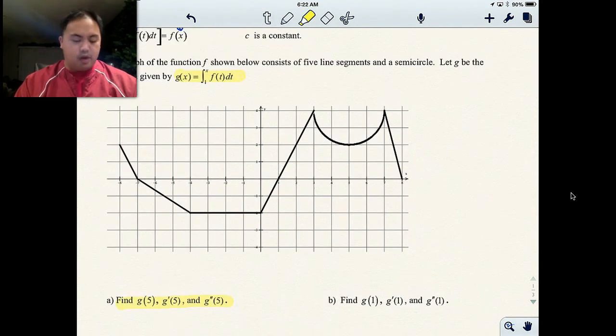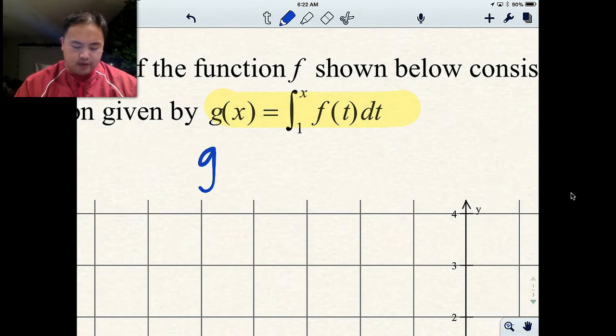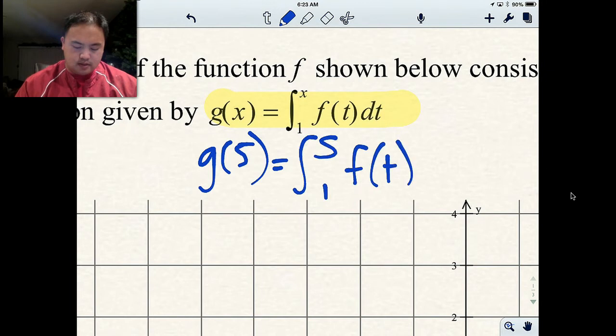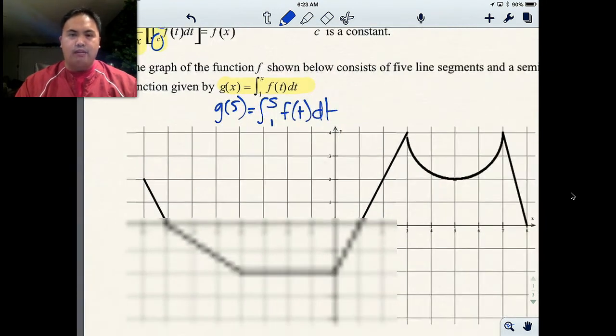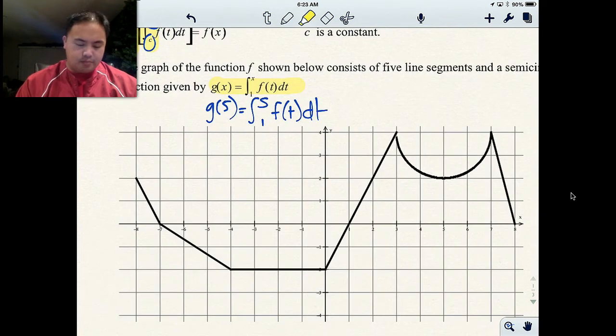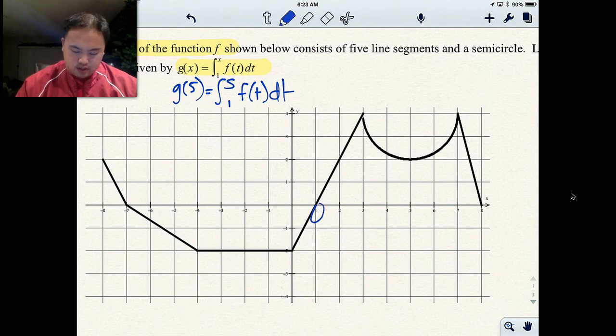If I look at my original problem, if I zoom in here, here's g of x. And the first question says find g of 5. Alright, so let's plug in 5 for x. Remember, this picture is a graph of f. Let me highlight it for you. This is a graph of the function f. So if I'm trying to find the integral from 1 to 5 of f, I'm basically trying to find the area under the curve between 1 and 5. So if you notice, here is 1, here is 5. I need to find this area right here.